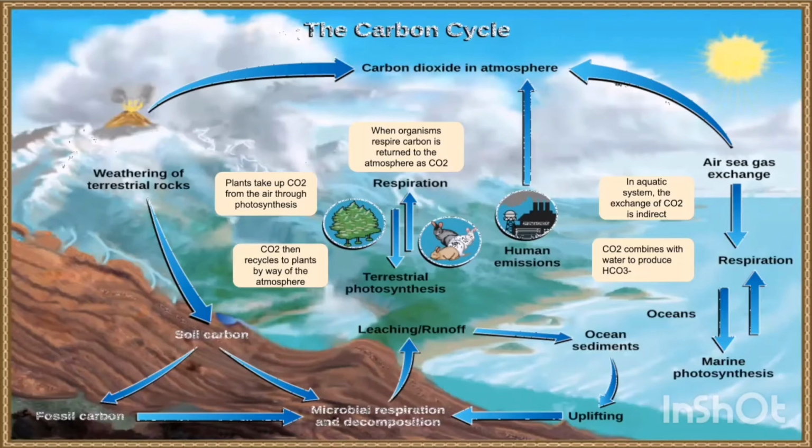So how is the carbon returned back to the atmosphere? When organisms use fire, the carbon will return back to the atmosphere as carbon dioxide. Carbon also can be returned back to the atmosphere from fossil fuel, burning of wood, and also from human emission, such as the release of smoke from industries and also vehicles.